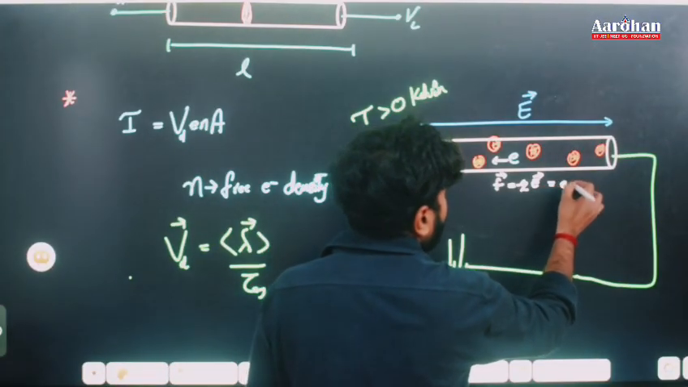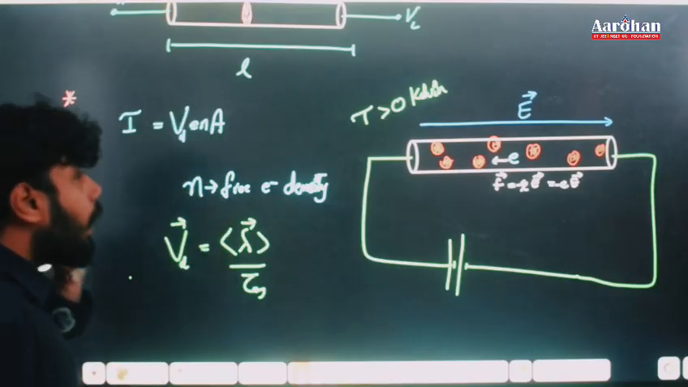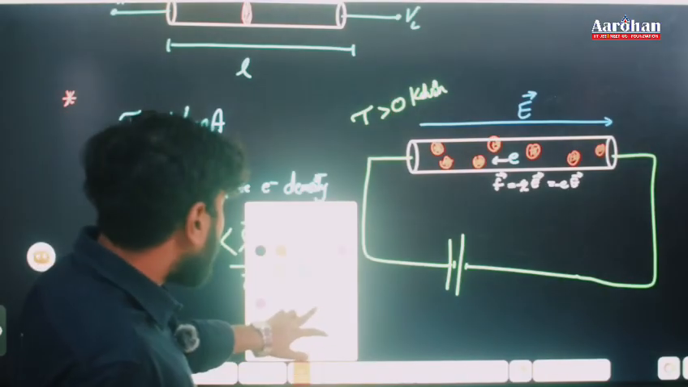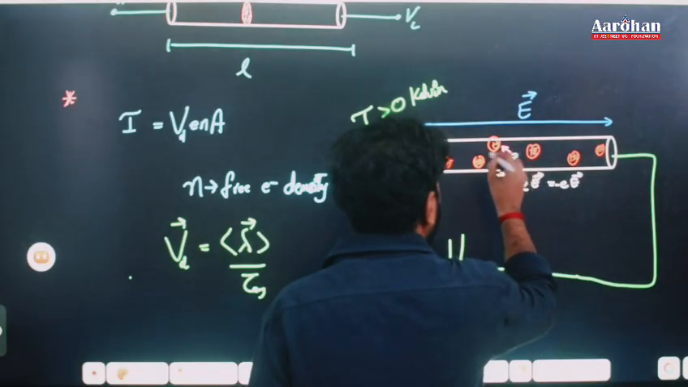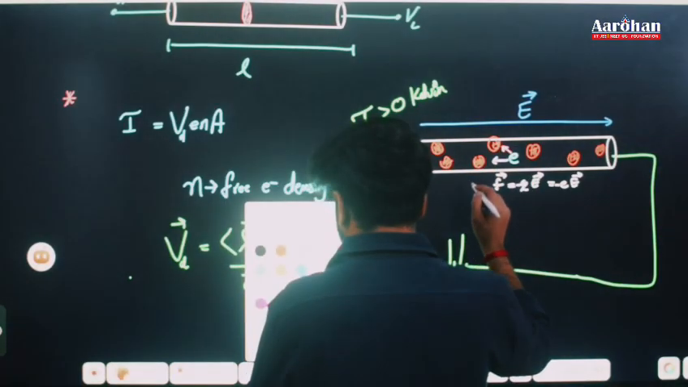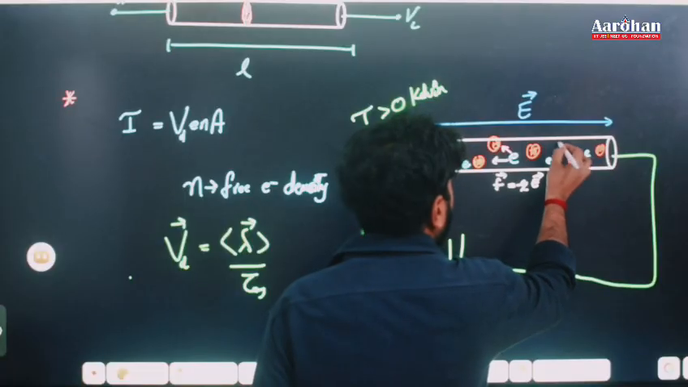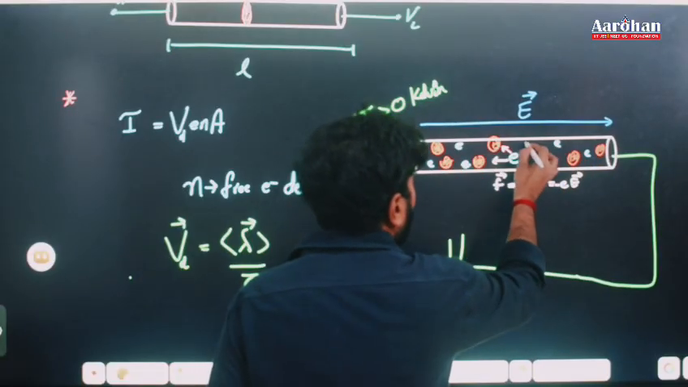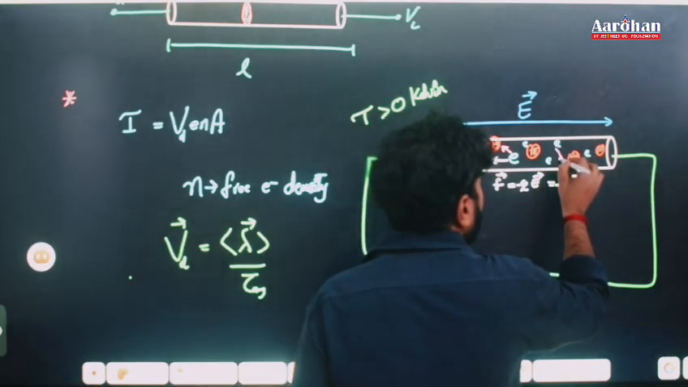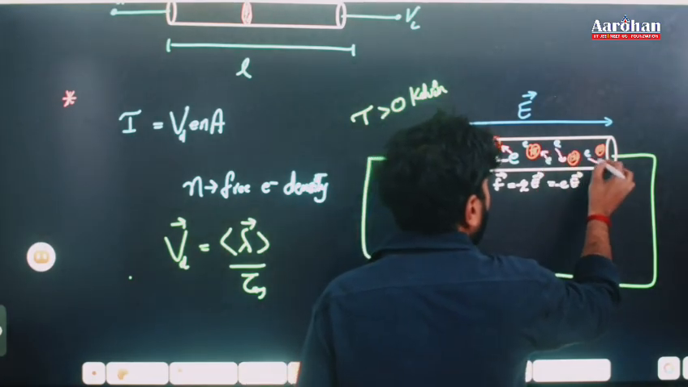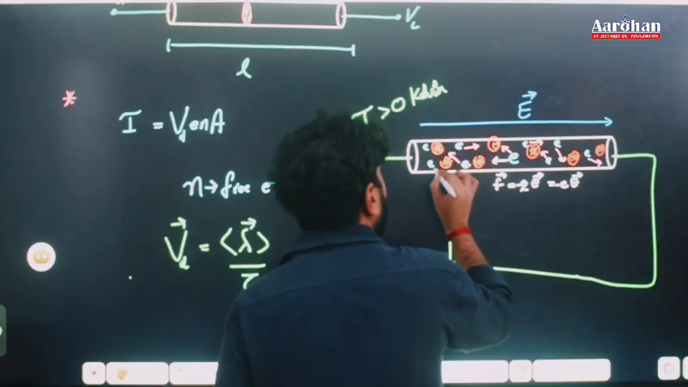E. We remember, and because of this electric field, the electron is still doing random motion. Each electron is doing random motion, but just because of the battery it is experiencing a little bit of extra push, which will make its net displacement non-zero.